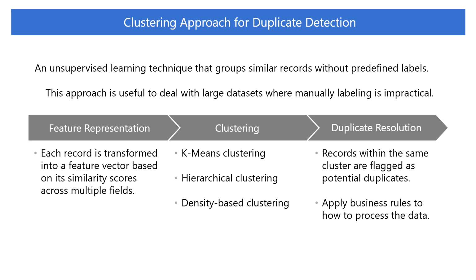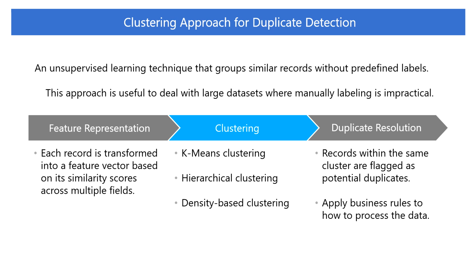The process generally involves the following steps. The first step is representing features. Each record is transformed into a feature vector based on its similarity scores across multiple fields. The next step is applying clustering algorithms. We can use various clustering algorithms. K-means clustering can also be applied, though it requires specifying the number of clusters in advance, making it less flexible for dynamic datasets.